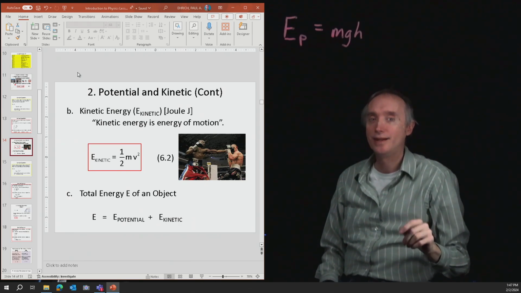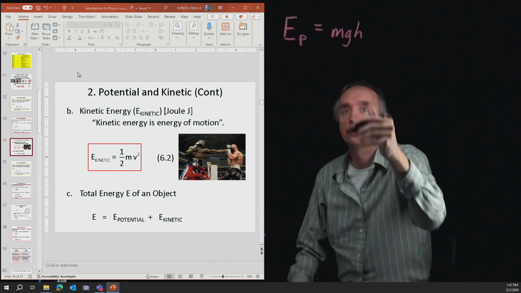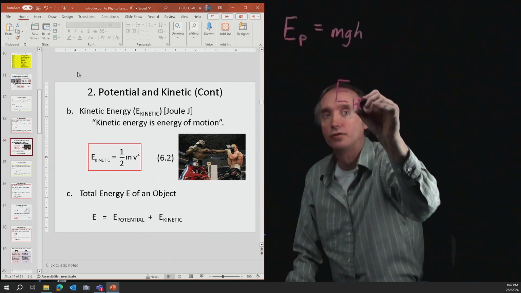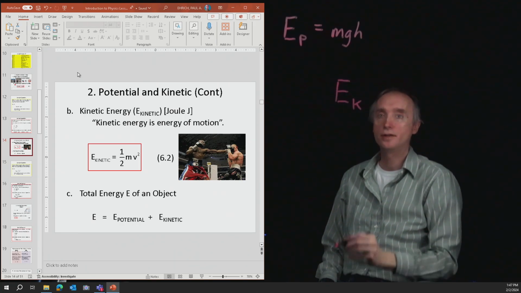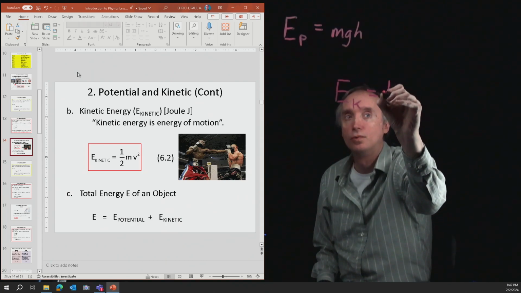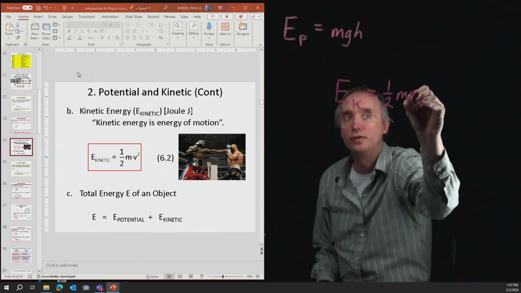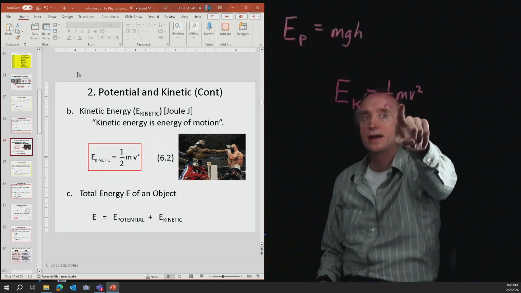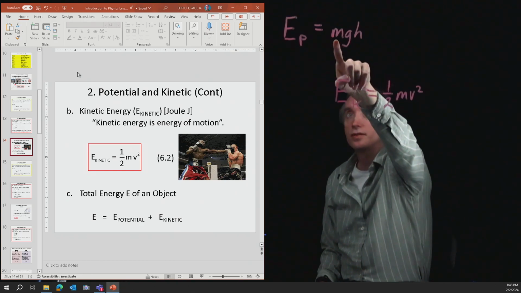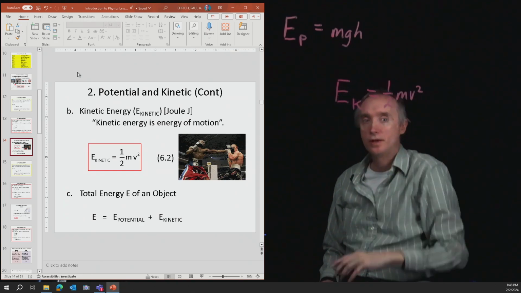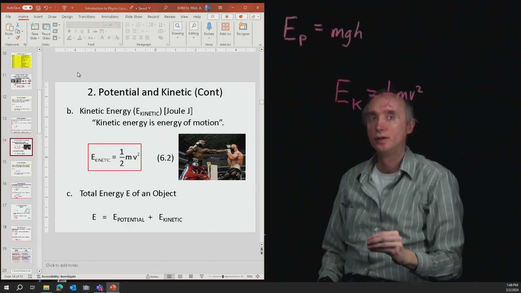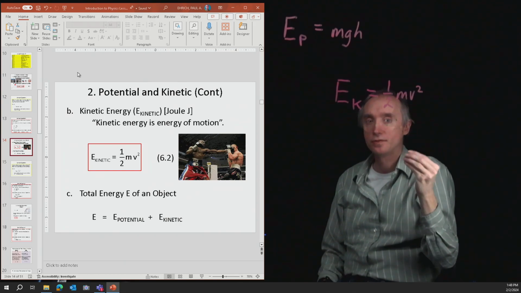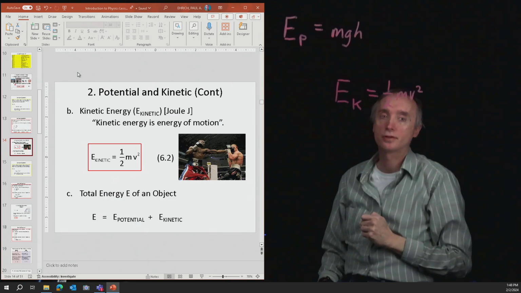Now we're going to talk about kinetic energy. This time it's going to be E for energy, but we're going to put a K for kinetic. And so it is going to be equal to 1/2 mv squared. Notice that it depends on the mass of the object, just like this one did. So they both depend on the mass of the object, but this time this formula depends on velocity. It depends on the speed of the object.